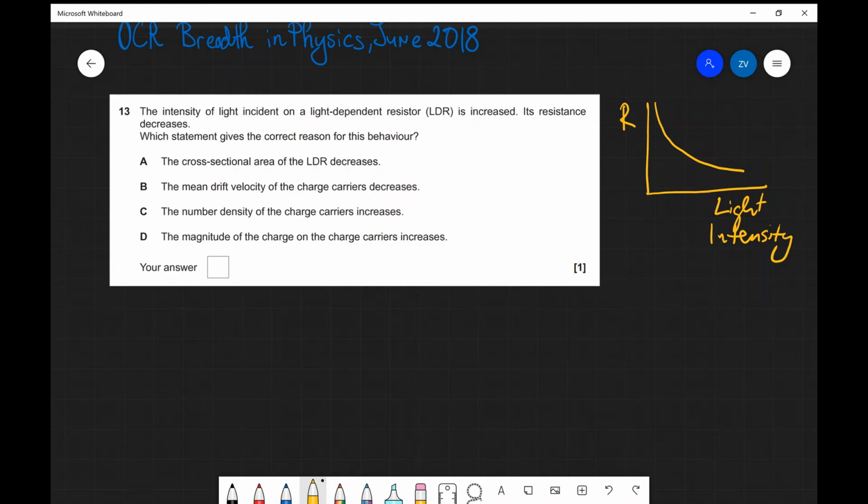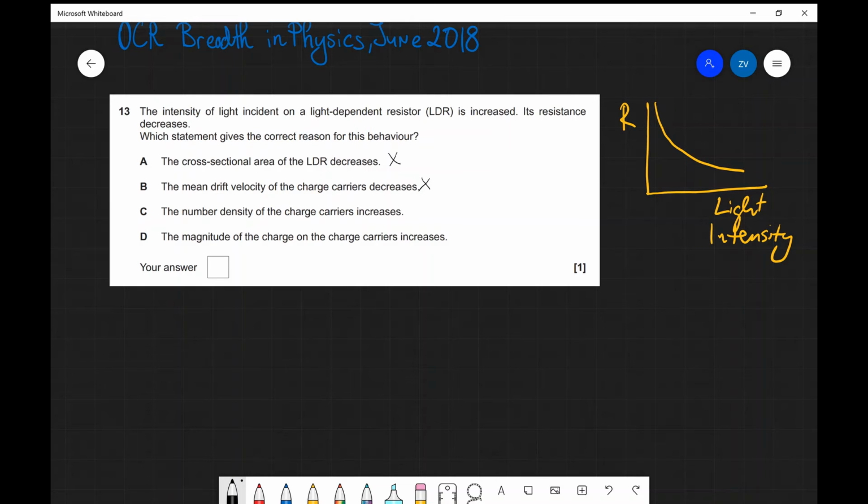Why is this occurring? A, the cross-sectional area of the LDR decreases. Absolutely not. The cross-sectional area, I'm afraid, does not change. B, the mean drift velocity of the charge carriers decreases. That's also not true. We have a formula, the drift velocity equation, and there is no mention of light intensity in that formula.